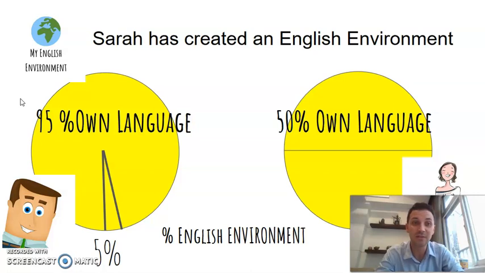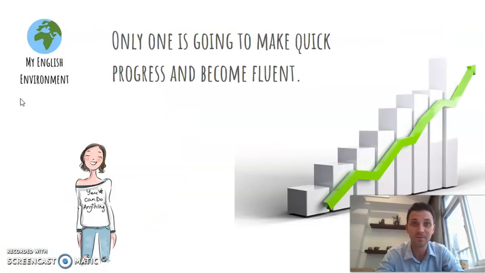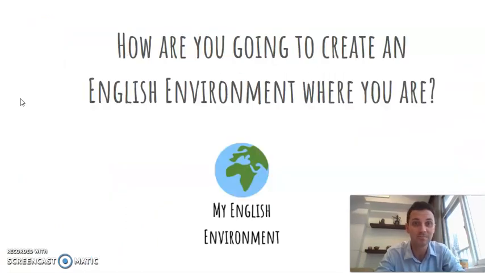Bill has 95% in his own language and only 5% in English. Sarah has 50% in her own language and 50% in English. She has created an English environment. Only one is going to make quick progress and become fluent. How are you going to create an English environment where you are?